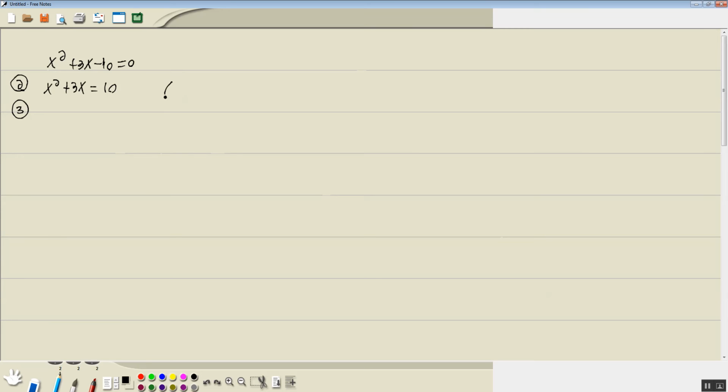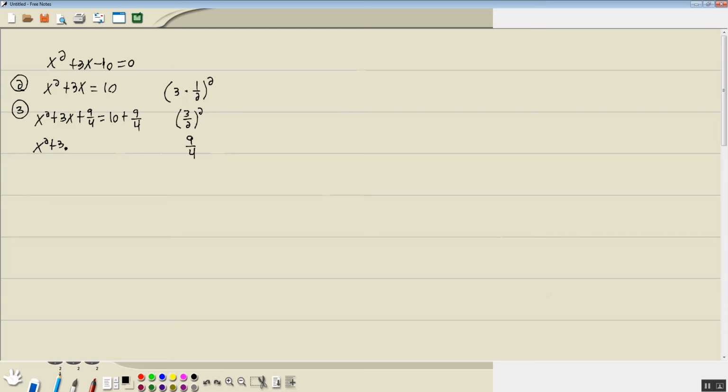Step 3, take the number that's before your x, which is 3, you multiply it times a half and you square it. It's always times a half, it's always squared. That gives us 3 halves squared, which gives us 9/4. And we want to add that to both sides. So we got x squared plus 3x plus 9/4 is equal to 10 plus 9/4.